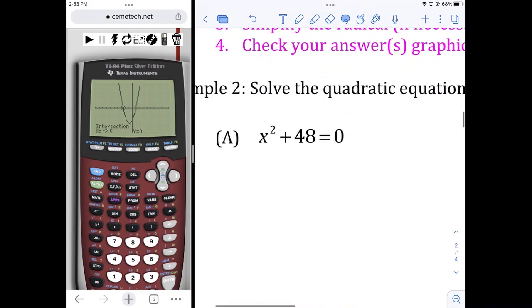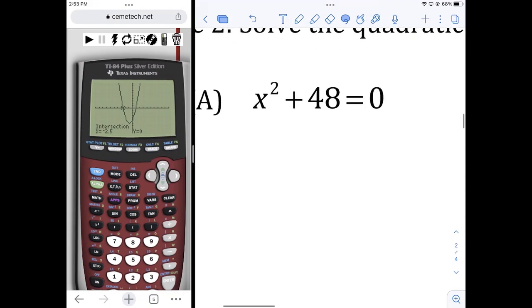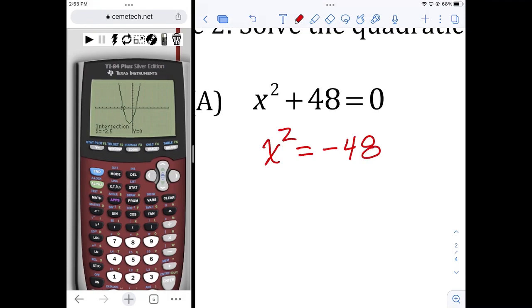All right. So you take stock here, and you're like, I only see one variable type, right? Just an x squared. There's not an x squared and an x. So even though it's equal to 0, I don't want it equal to 0. I want it isolated. So that's x squared equals -48. Now I've got the x squared isolated, so I'm going to take the square root of both sides, and we need the plus or minus on the numeric side. So it'll be plus or minus the square root of -48.